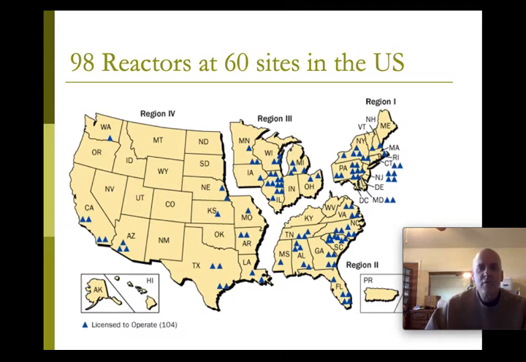So this shows you where the reactors are in the United States right now. I got the base of this PowerPoint off the internet, and I had to change it because several have been closed down. At the moment, we have 98 reactors at 60 sites in the United States. You can see New Mexico doesn't have any. The closest to us are in Arizona and Texas. There's a lot on the East Coast, the Midwest has quite a few, and there are a few in California and Washington.